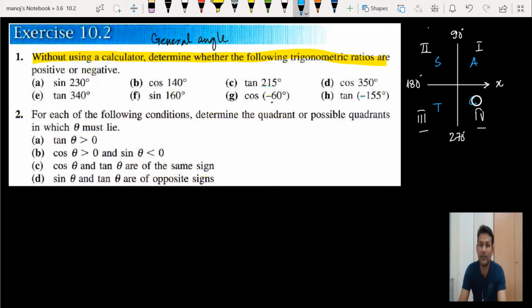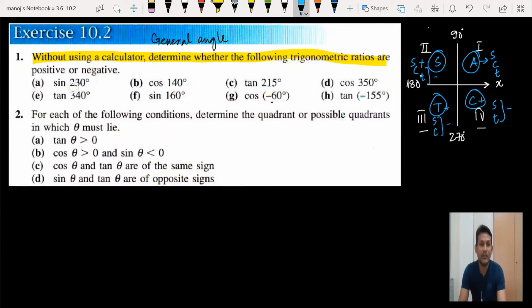One very important thing: All Science Teachers are Crazy, or you can write Add Sugar to Coffee. All means sine, cos, and tan are all positive. S means only sine is positive, but cos and tan both are negative. Here, tan is positive, sine and cos both are negative. Here, cos is positive, sine and tan are negative. So this is the way: all positive, only sine positive, only tan positive, and only cos positive.